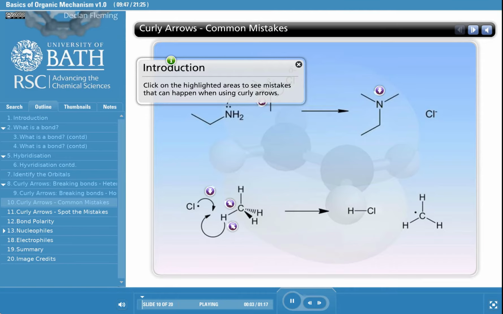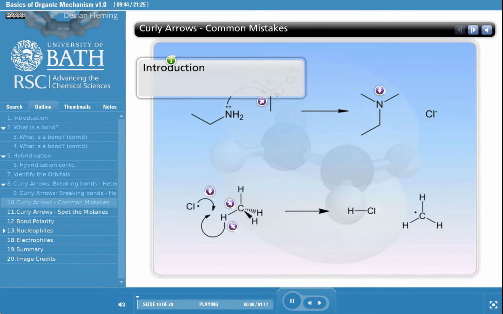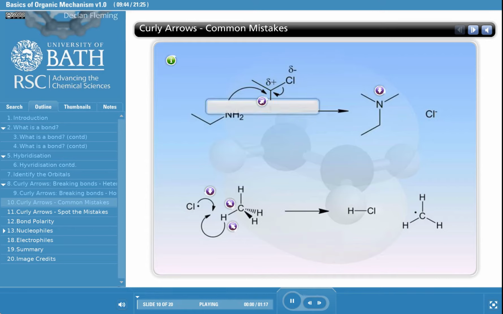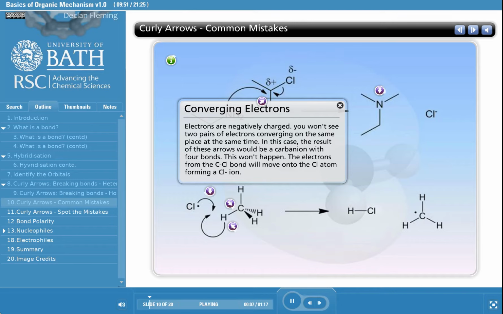Click on the highlighted areas to see mistakes that can happen when using curly arrows. These arrows show two pairs of electrons, both converging on the same carbon atom. This isn't going to happen. The result of these arrows moving in this way would be a negative carbanion with 4 bonds. The electrons from the carbon-chlorine bonds are actually going to move onto the chlorine atom, forming a chloride ion.